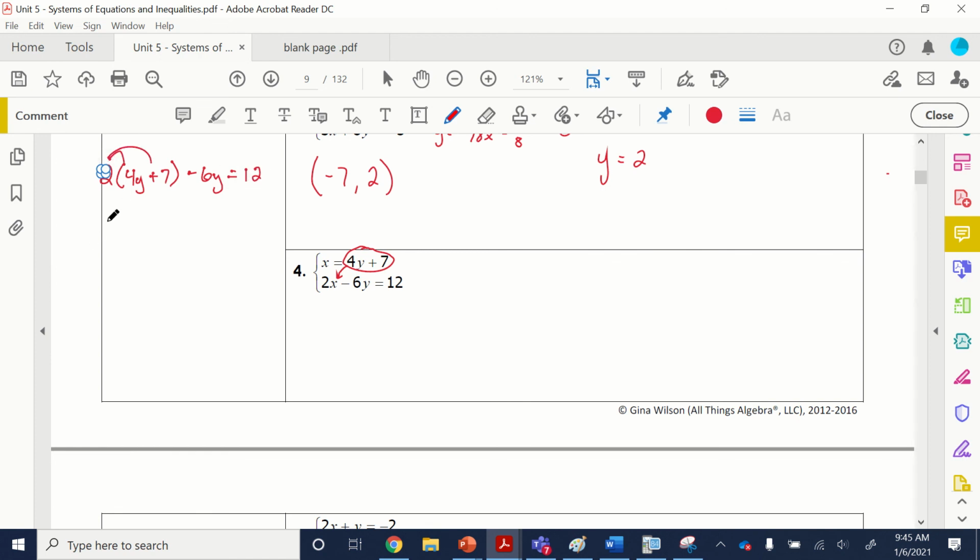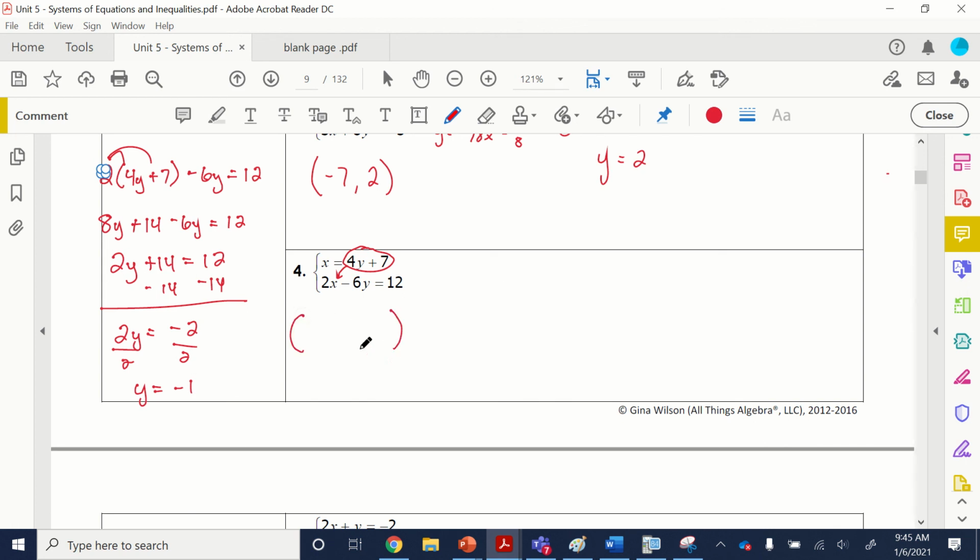Distribute. 8y plus 14 minus 6y equals 12. 8y minus 6y is 2y. Subtract 14. Divide by 2. Y equals negative 1. So in my solution, my y value is going to be negative 1. Then I can take that y value and plug it into my first equation, because it says x equals 4 times negative 1 plus 7. That's negative 4 plus 7, which is positive 3. So 3, negative 1. Okay?